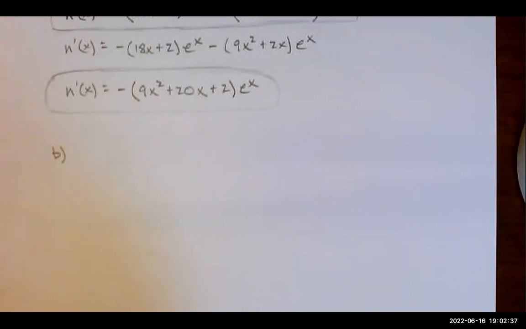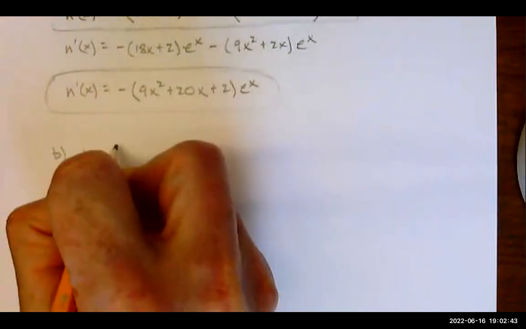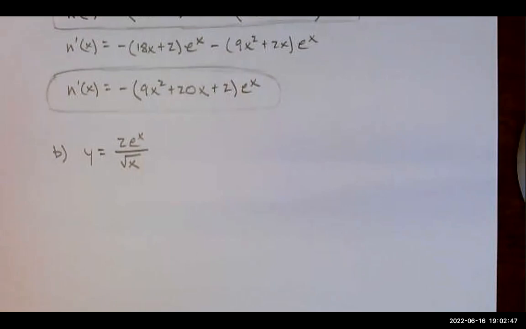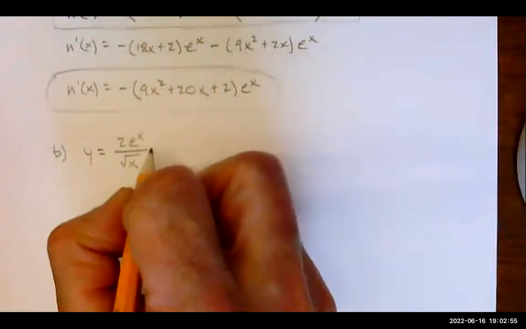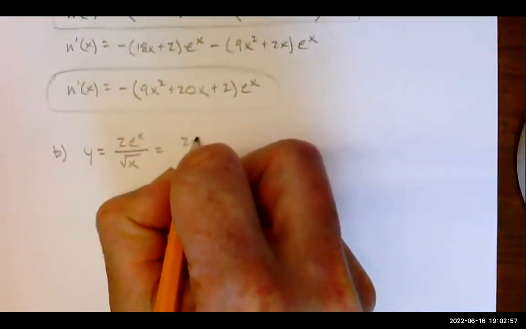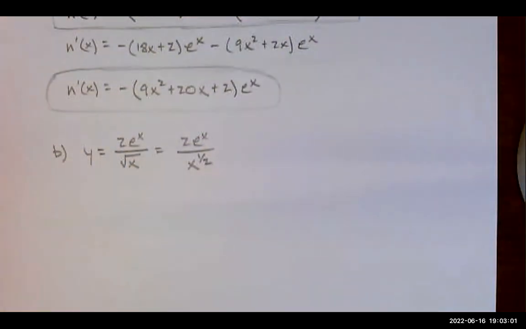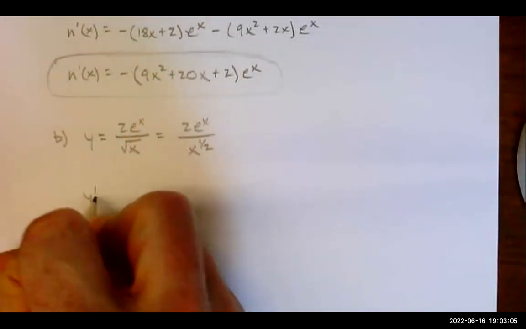Let's take a look at the next one. We were calling it y equals 2e to the x over square root x. I think, okay, quotient rule, but we've got this square root. We need to rewrite that before we do anything. That's x to the 1/2. Okay, now we're ready. Let's call this y prime.